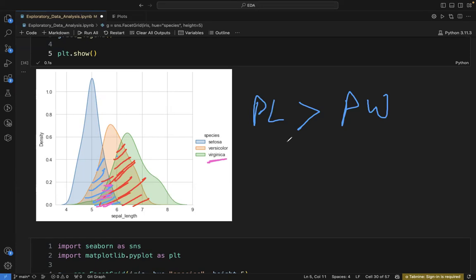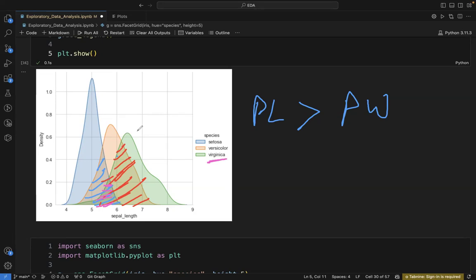Now, the closer these distributions are, the more overlapping they are. So if you look at versicolor and virginica, the overlap is massive. Can you see? Massive overlap is there. So the overlap in this whole region, if you put the whole region together, is massive.